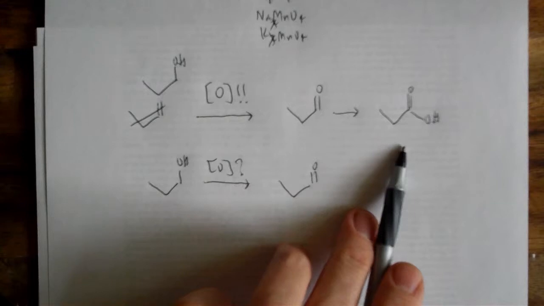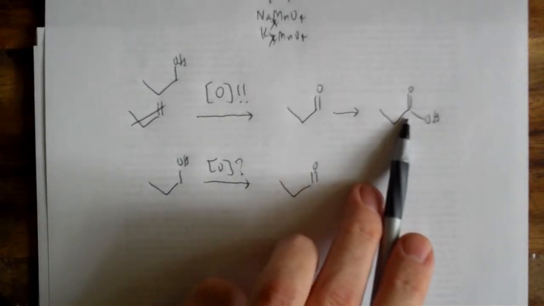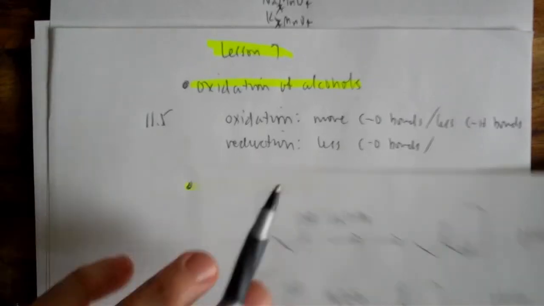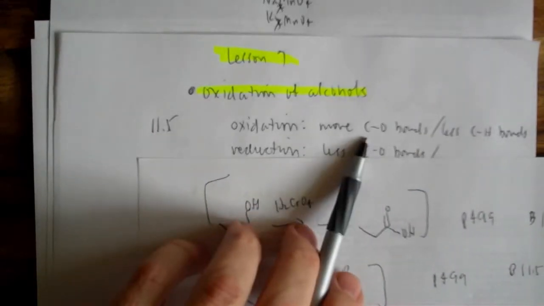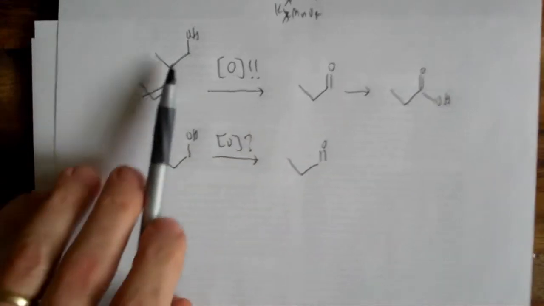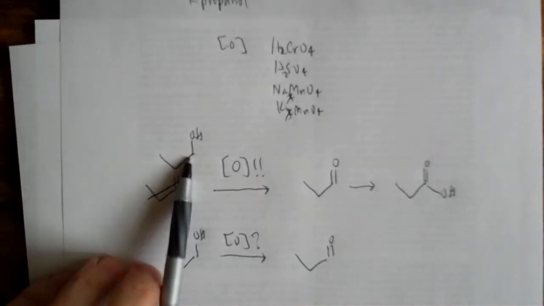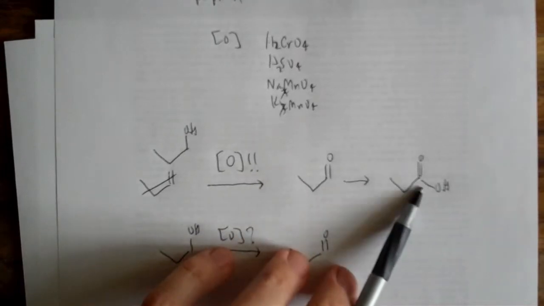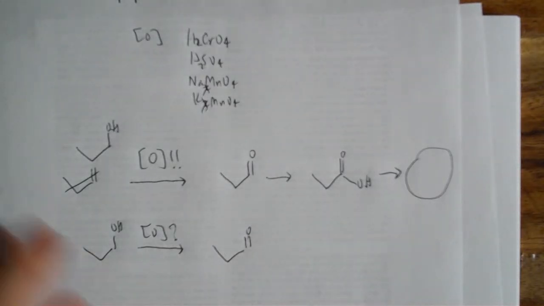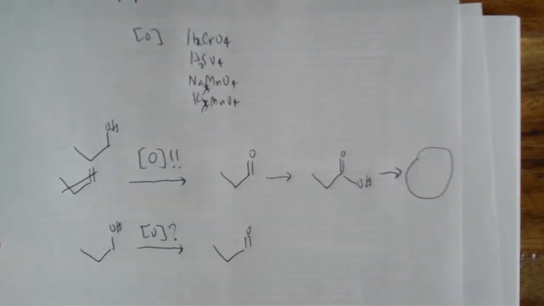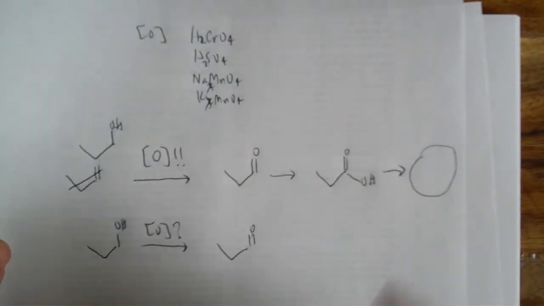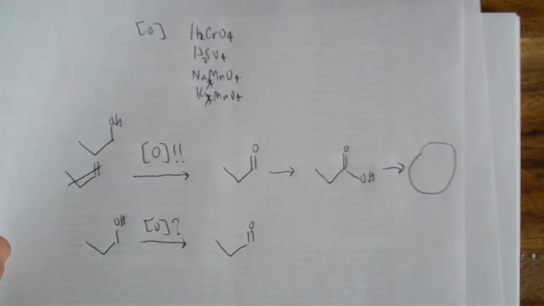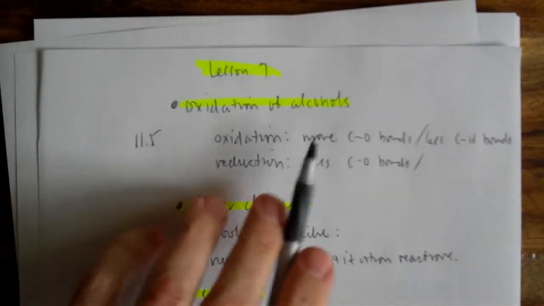By the way, what's the ultimate oxidation? If the definition of oxidation is more carbon-oxygen bonds, how many carbon-oxygen bonds do I have here in 1-propanol? 1. Here there are 2. Here's 3. So the ultimate oxidation is what? That's a good question for you to think about. What is the ultimate oxidation? It's a little bit tricky. Maybe it's not a fair question. But it is something to think about, and there is an answer for that. All right, so that's oxidation. That's the first objective for this lesson, oxidation of alcohols.